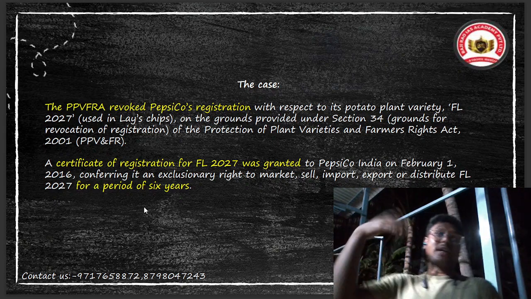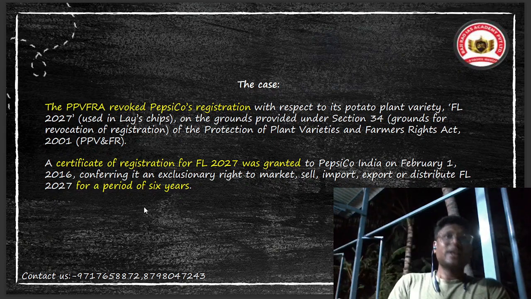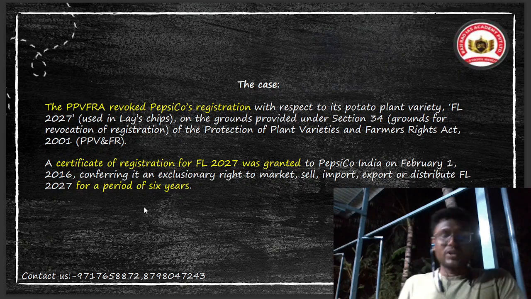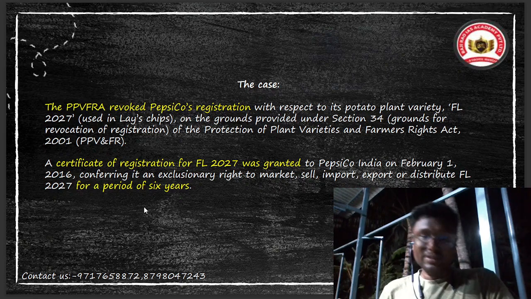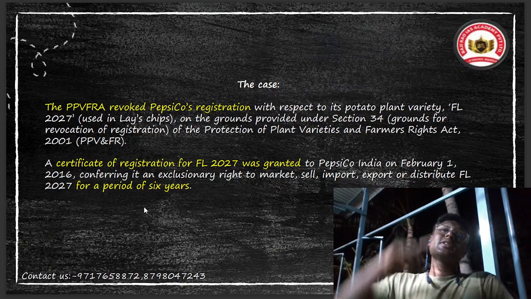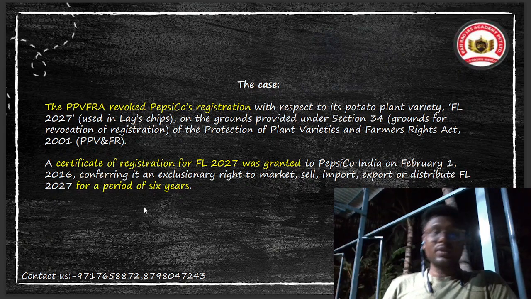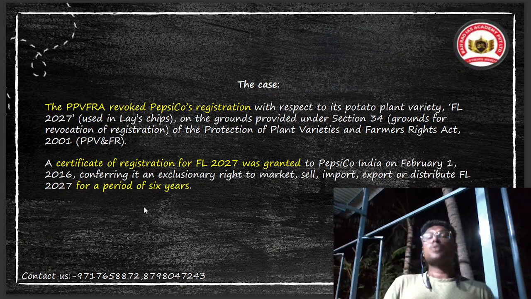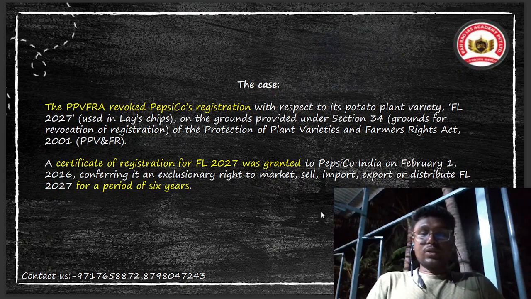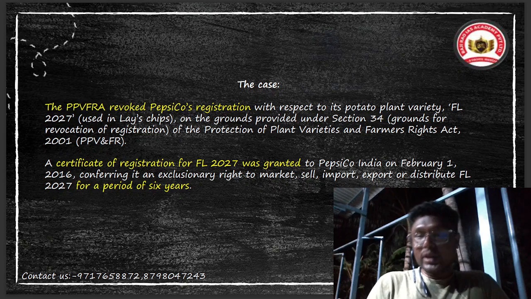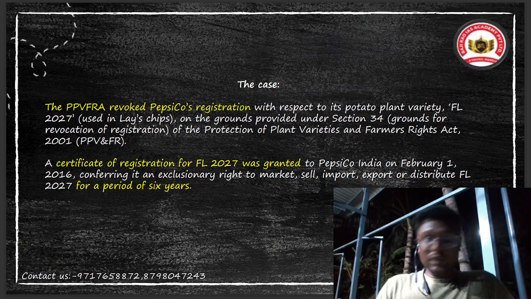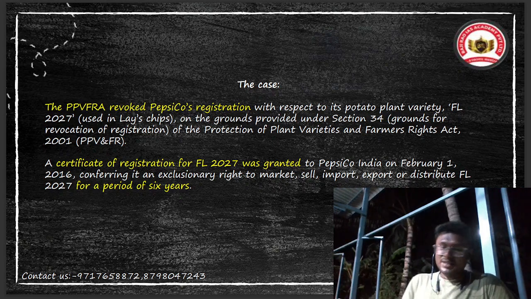If someone possesses the patent, you all know guys, under the Patents Act, to use that product we need to get a certificate of registration. See, in the case of the FL 2027 potato variety, the patent holder is in America. A particular company holds the patent for the FL 2027. So PepsiCo received the certificate of registration from the Indian government. So they used this to make the market, sell, import and export, or distribute this FL 2027 variety. They got the certificate of registration from the Indian market, and they used it for the last 6 years, but they want to renew it.